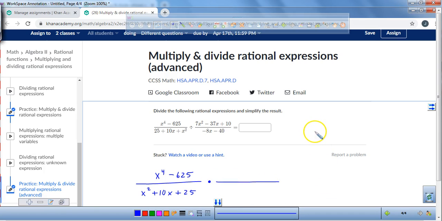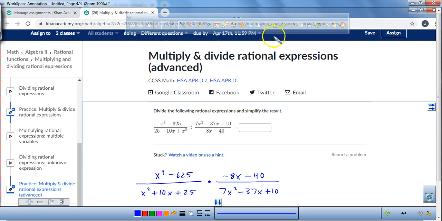Back in elementary school, they probably said keep it, change it, flip it. All right, I keep this the same, change the sign, then flip this. That's what that whole keep it, change it, flip it thing was. Back in the 6th grade or whatever. But negative 8x minus 40. And then here we're going to put 7x squared minus 37x plus 10.